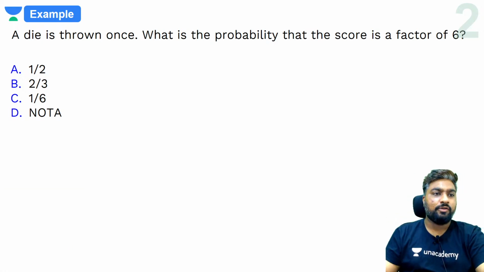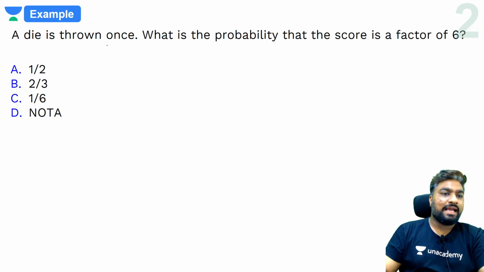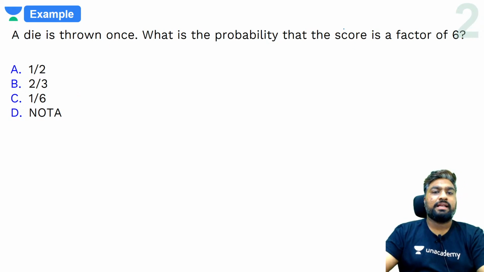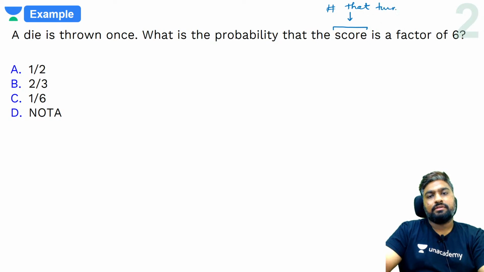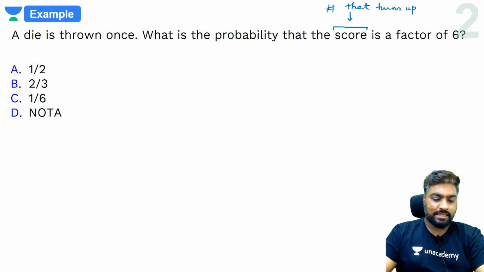Okay, quickly try now. Quickly try. A die is thrown once. What is the probability that the score is nothing but whatever turns up, number that turns up, okay? Number that turns up. That is nothing but score. One by 6 says Janvi.